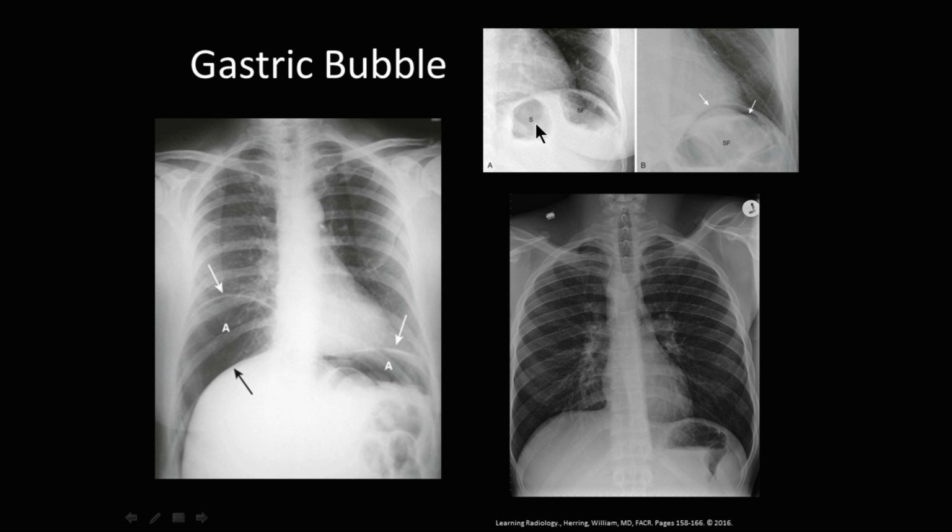Gastric bubble, this is something that's normal. So here's a normal right here. That's the stomach, and that's the splenic flexure. That's the gastric bubble. Here's a chest X-ray that shows that a little bit better. Here's an air fluid level within the stomach itself.